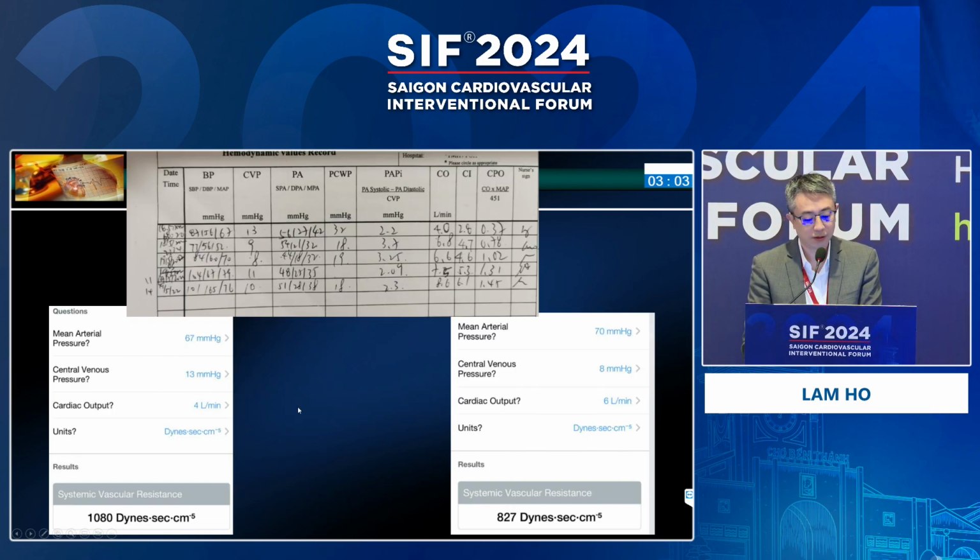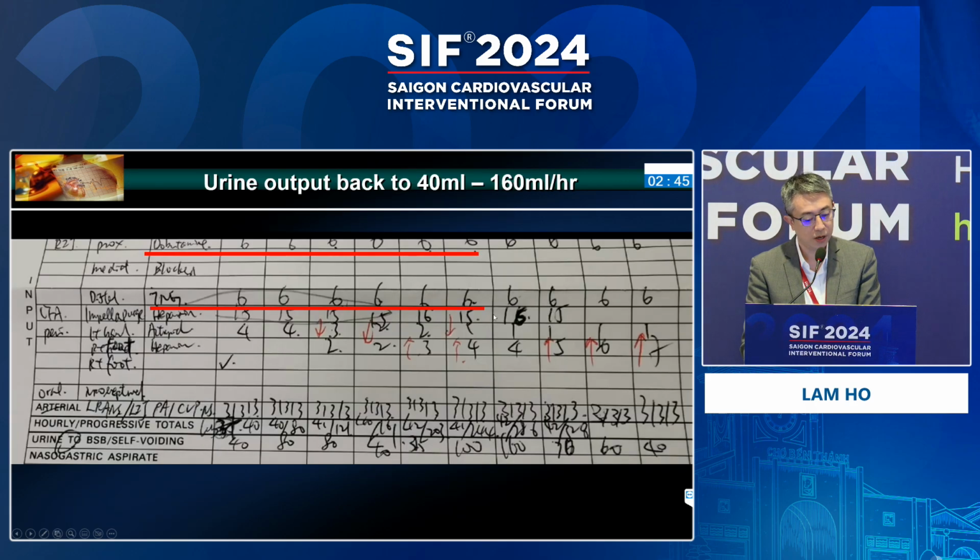And this was calculated by an app. You can go on the internet and just take a photo and then calculate the systemic vascular resistance. It really dropped after the TNG, and cardiac output increased. So afterward, you can see we really give dobutamine and TNG infusion at the same time, low dose dobutamine plus TNG. So the urine output increased back to normal.